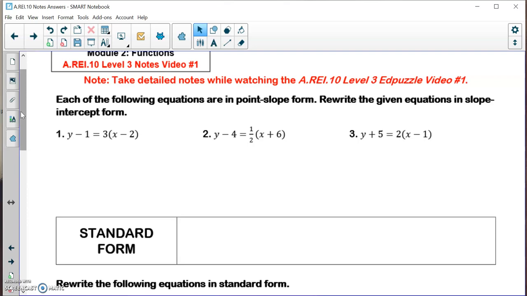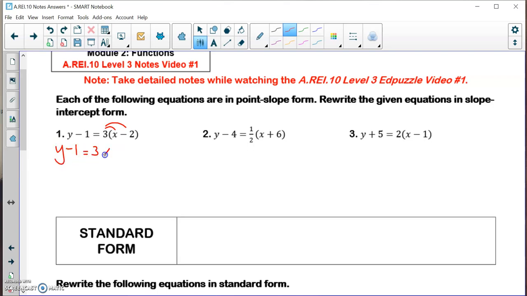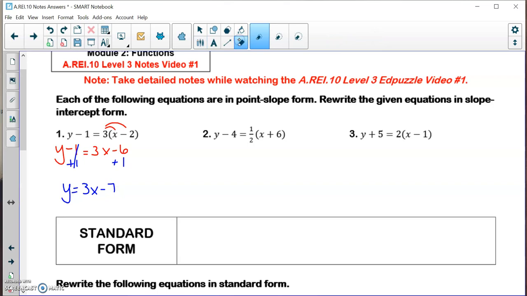Right now these equations are in point-slope form, and we actually have learned how to rewrite an equation in slope-intercept form. All you do is you solve for y, you isolate y. And when we're in point-slope form, we will need to distribute. So I'm going to first distribute the 3 in. So I have a 3x minus a 6. And then I'm going to add 1 to both sides to get y is equal to 3x minus 5. Sorry, not a 7.